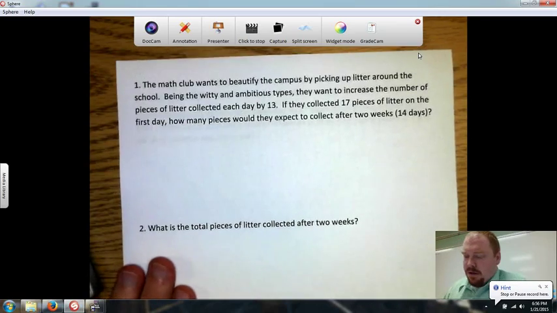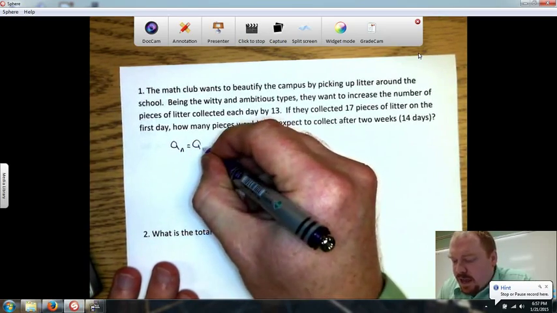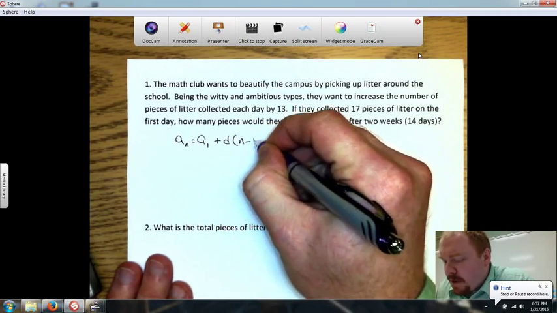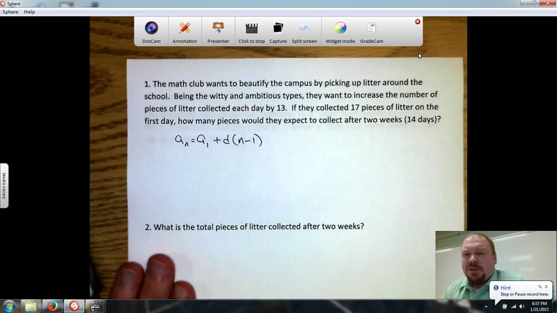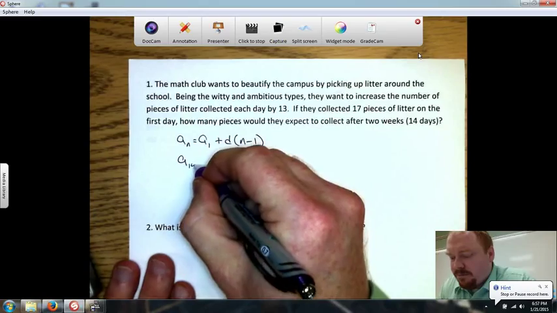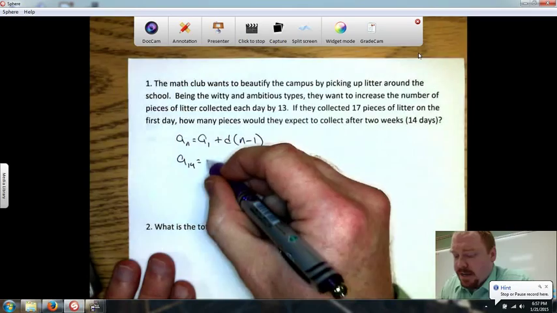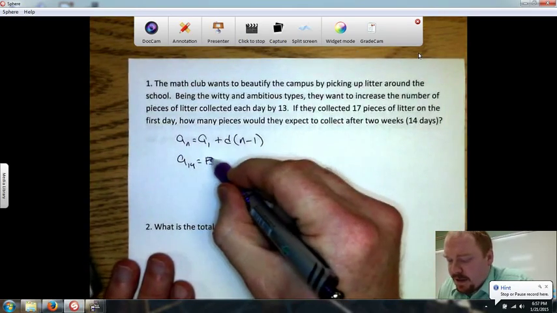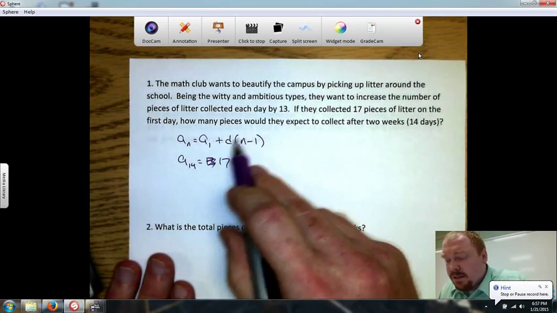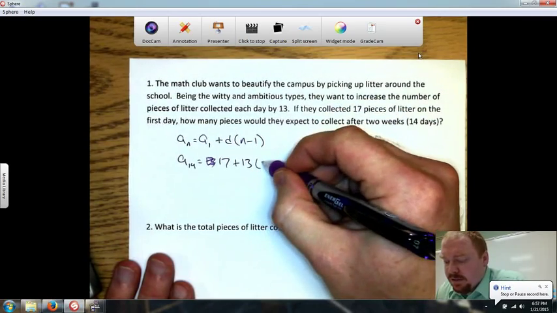So, remember with the explicit, a sub n equals a sub 1, or the initial value, plus the difference times n minus 1. So in this case, I want to know after 14 days. So n in this case is going to be 14. That initial value, the amount they collected on the first day, is 13. I'm sorry, I take that back. It is 17. Now, they're going to increase that each day with the common difference, which is 13. Okay, and again, n is 14.